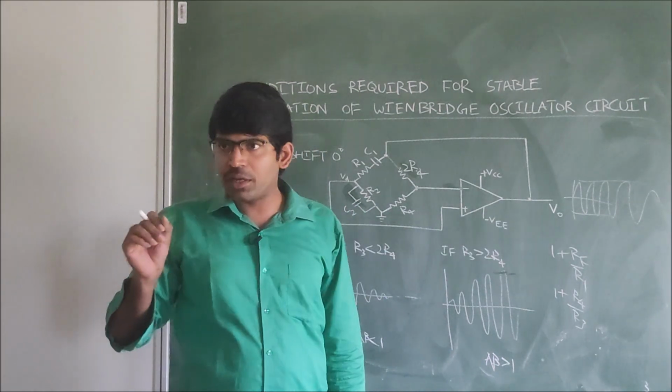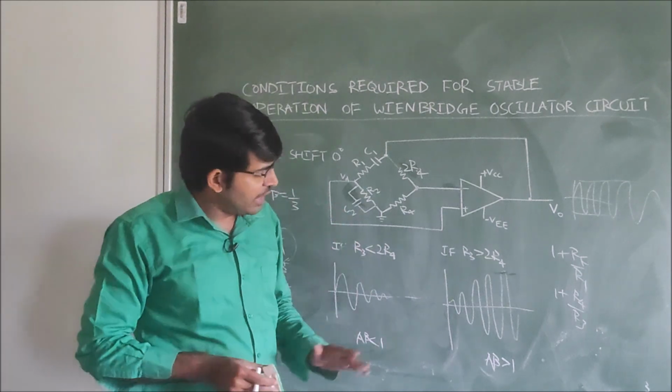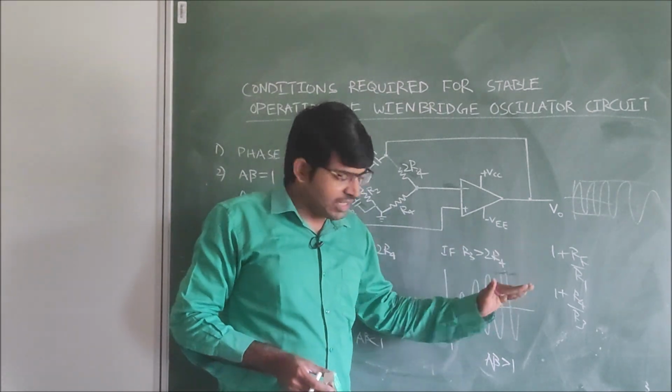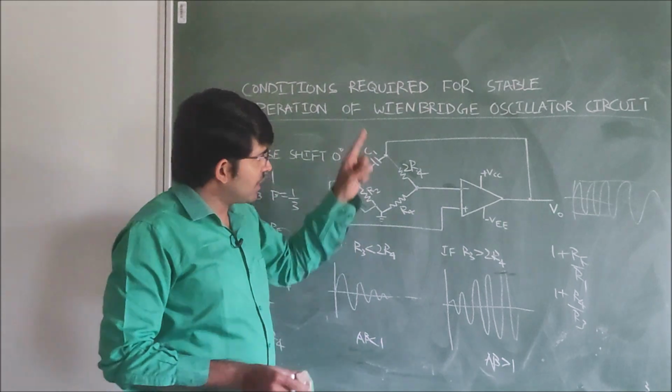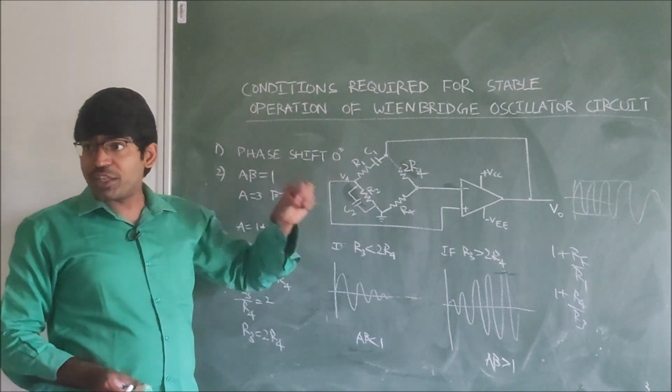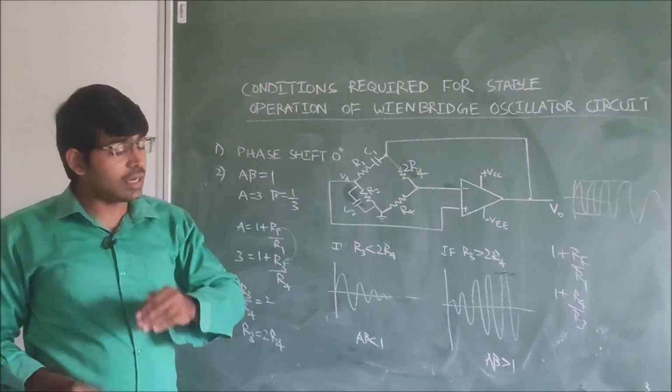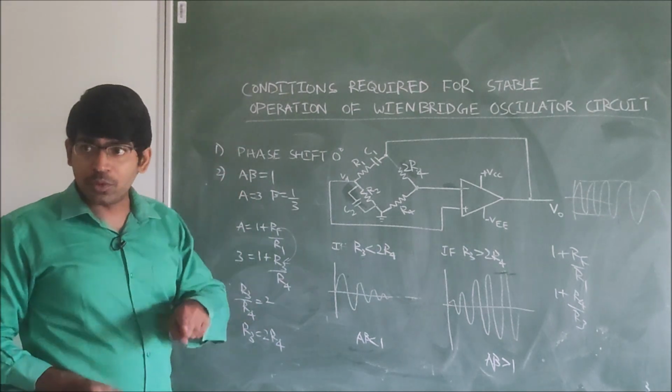At this condition, A beta is equal to 1. But there is no doubt, initially it will rise like this. Initially, A beta is greater than 1. But here the heading we have taken is for stable operation, and to sustain the operation, A beta must be equal to 1.